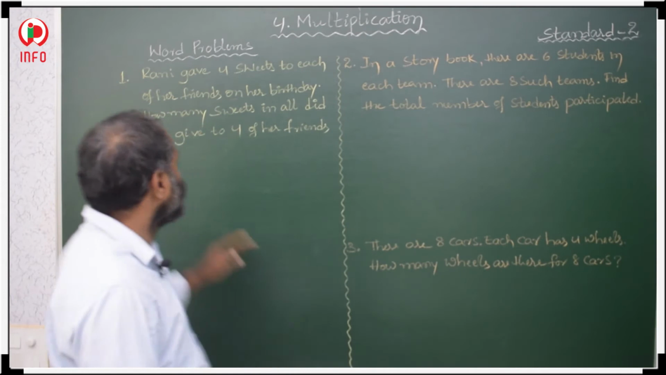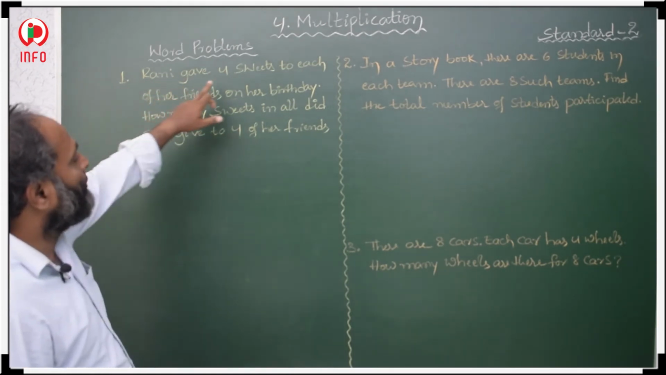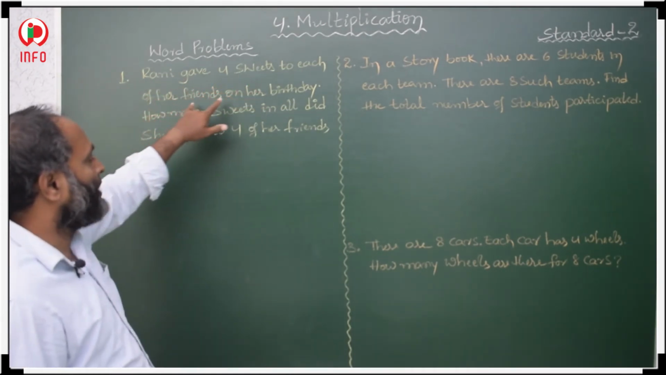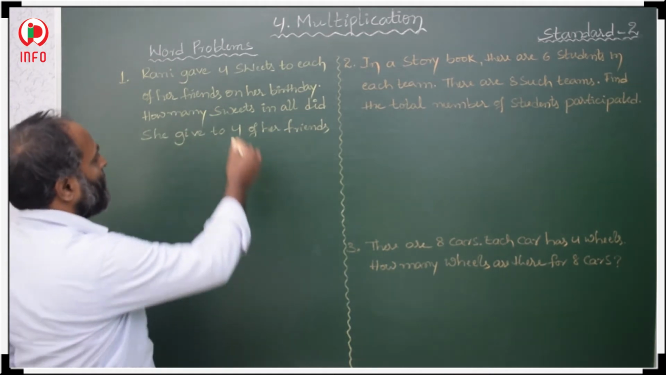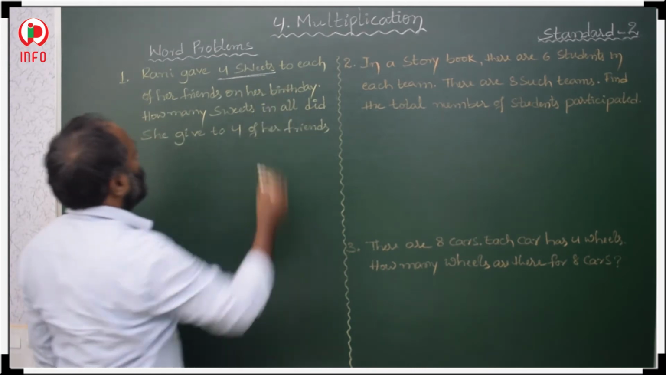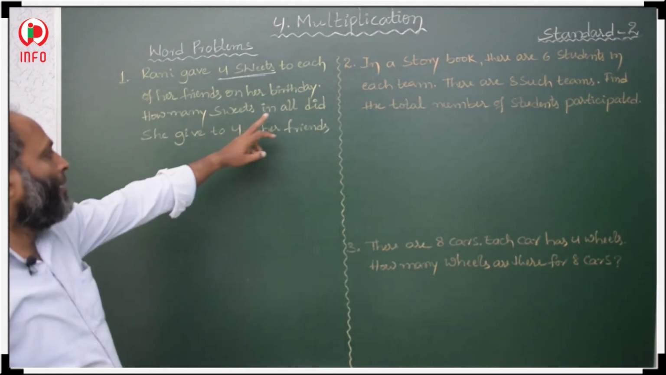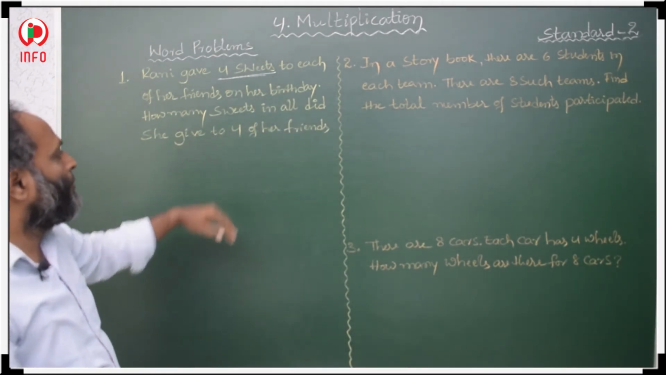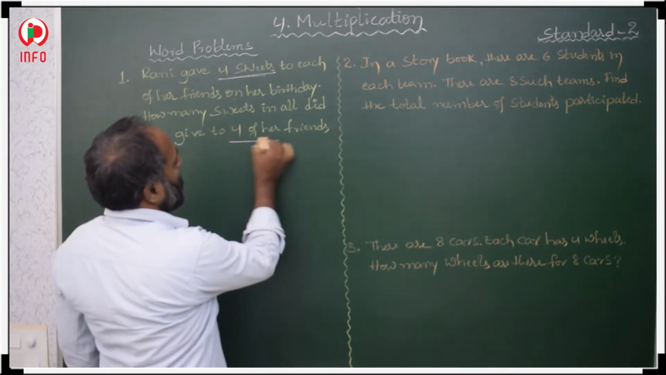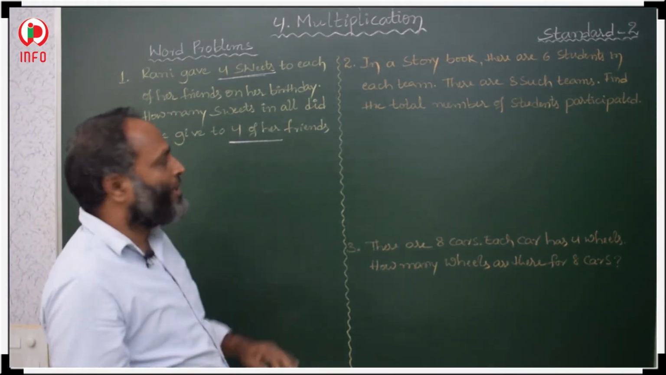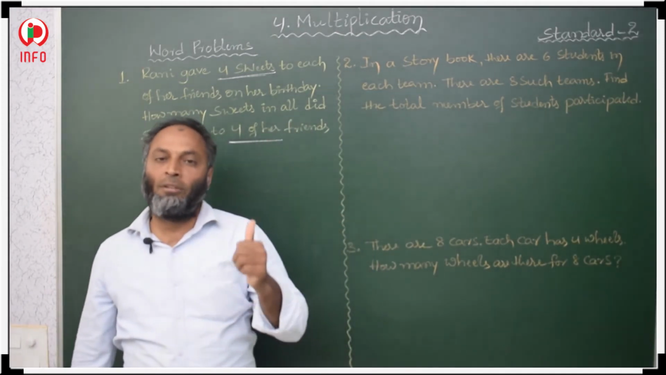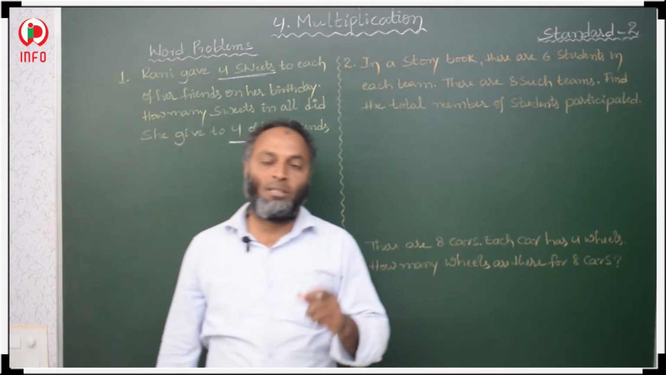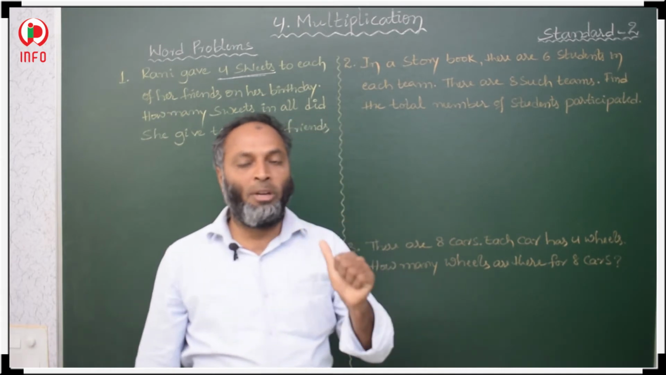First question. Here, Rani gave 4 sweets to each of her friends on her birthday. How many? 4 sweets. Here 4 sweets. Okay. How many sweets in all did she give to 4 of her friends? So 4 friends. Total how many sweets? 4 sweets she gave to each of her friends. Each of her friends how many sweets? 4 sweets. Then how many friends is she having?